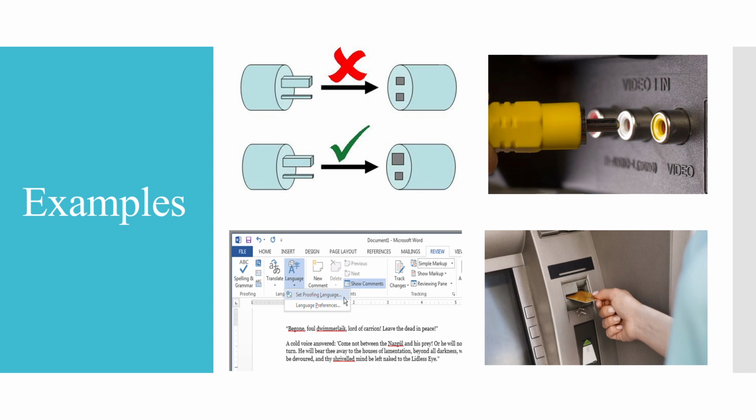And the last example is the simple ATM card. If we insert the ATM card in the wrong direction or in the wrong way, the machine will start blinking. The machine will start giving you a warning that you have inserted the card in the wrong direction, so we come to know we have to insert the card in a different way. So these are the simple Poka Yoke examples that we have seen in our day-to-day life.